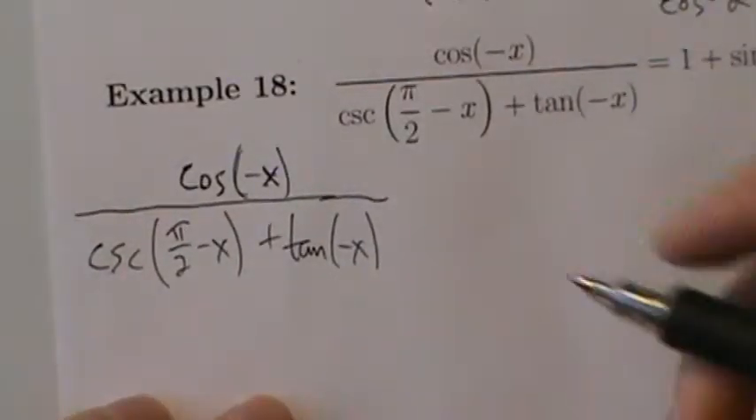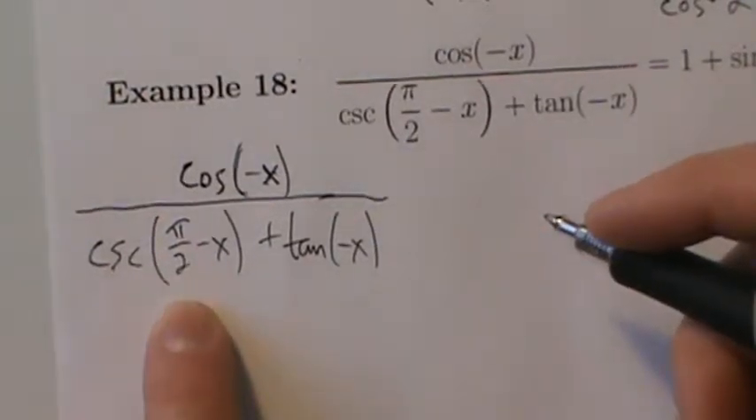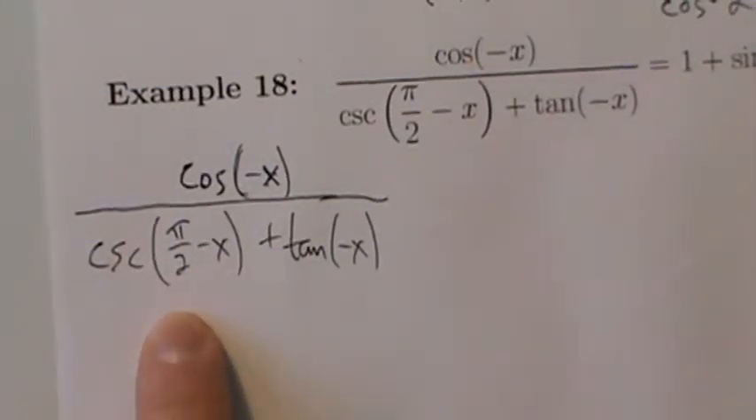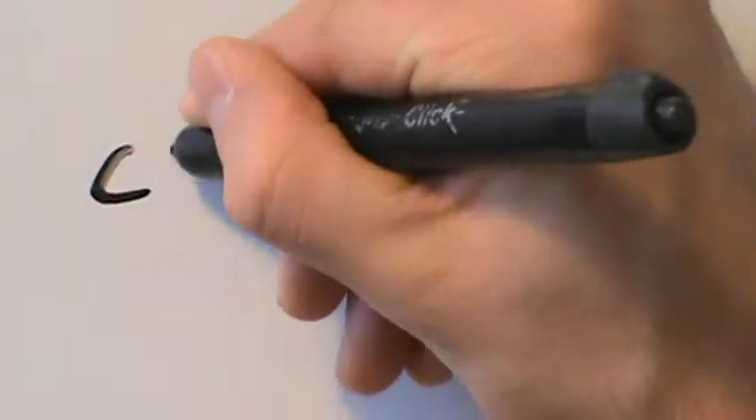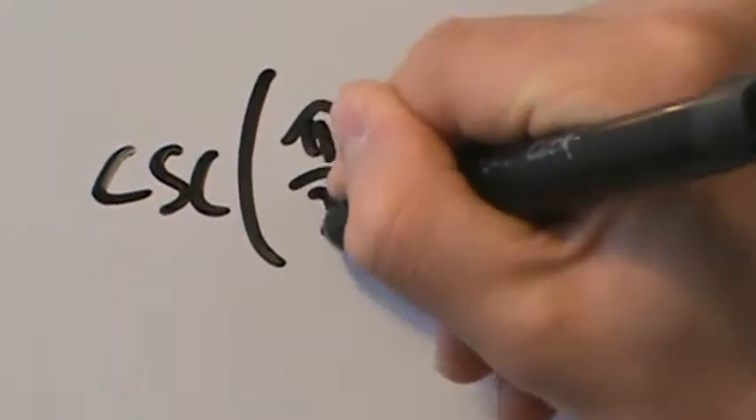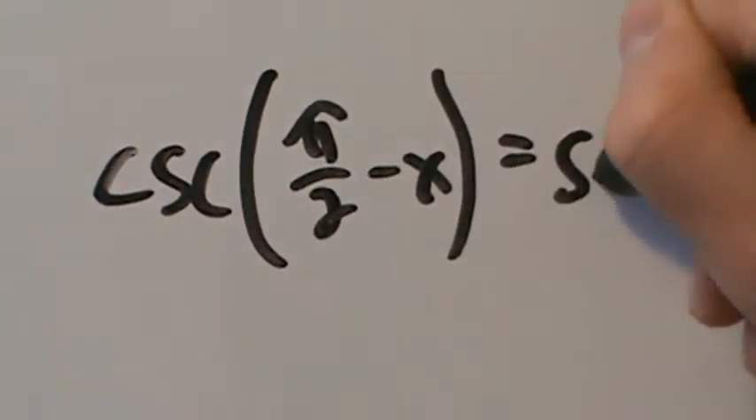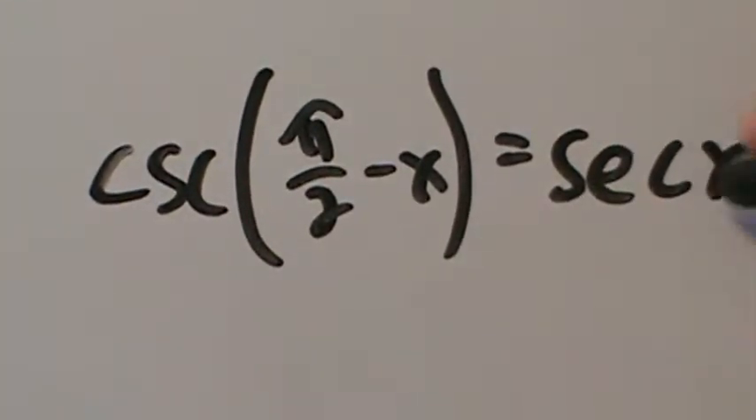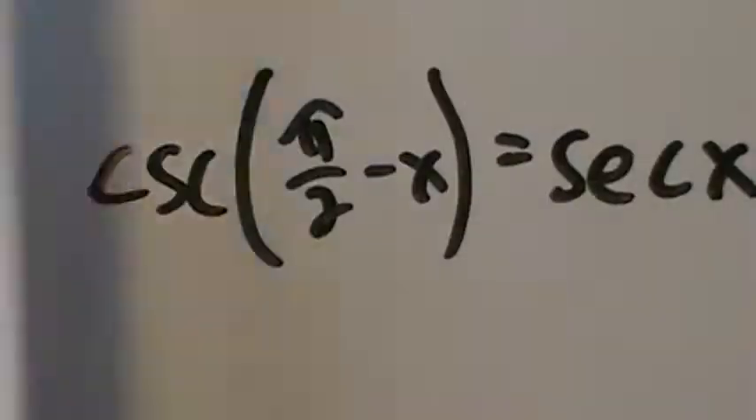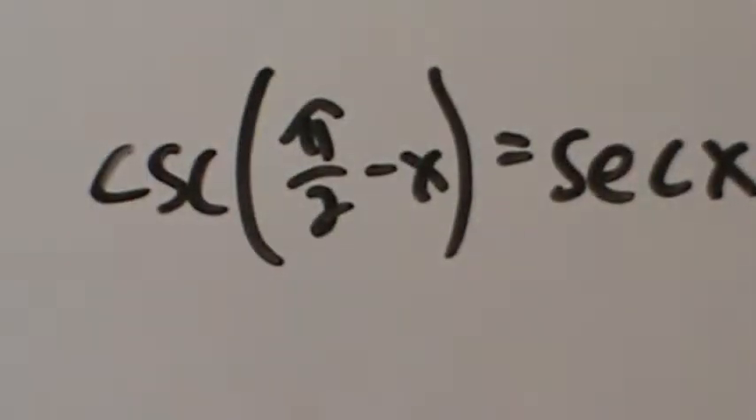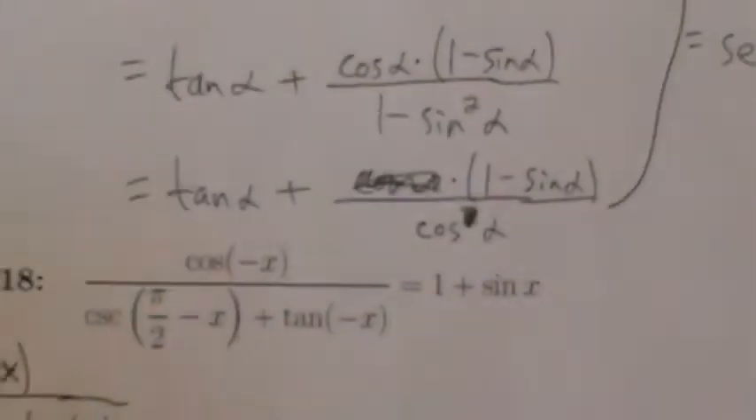So this pi over 2 minus x tells us we should use the complementary angle theorem. And remember that says many things, but one of the things it says is that cosecant of pi over 2 minus x equals secant of x. Okay? So cosecant of pi over 2 minus x is secant of x, and here's cosine of negative x, and tangent of negative x. So three things here that we can simplify right away.